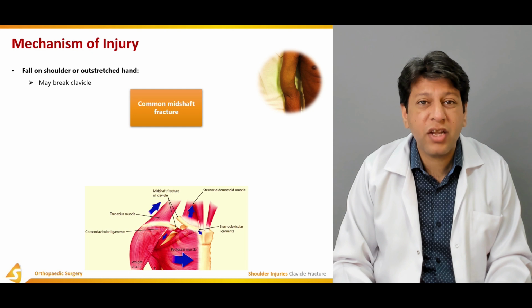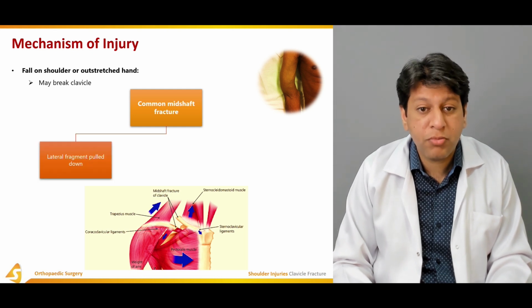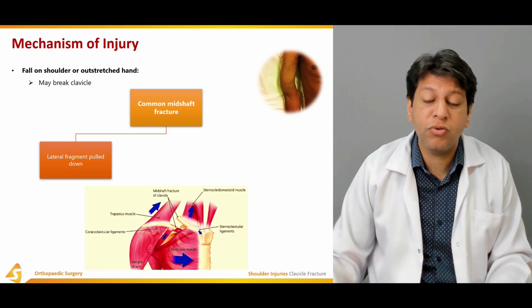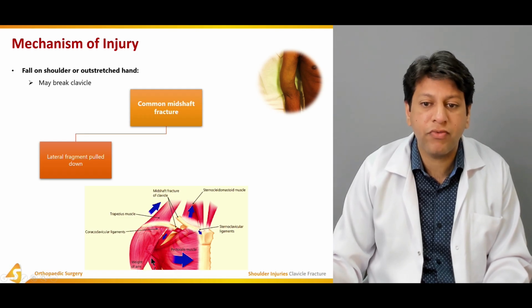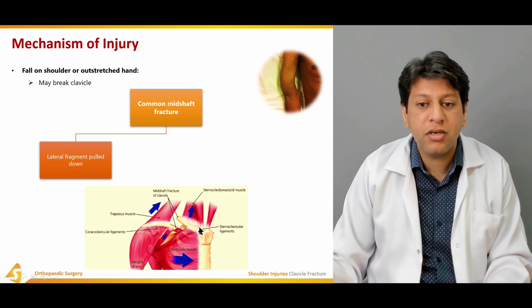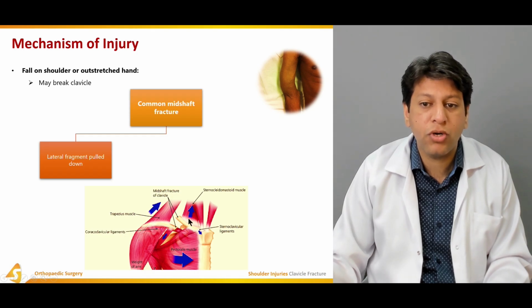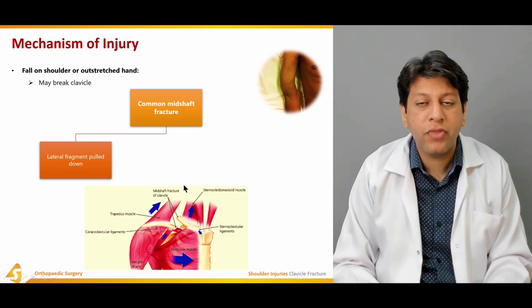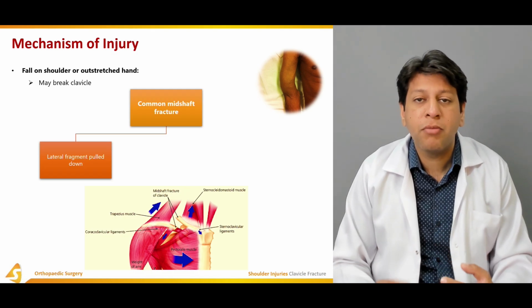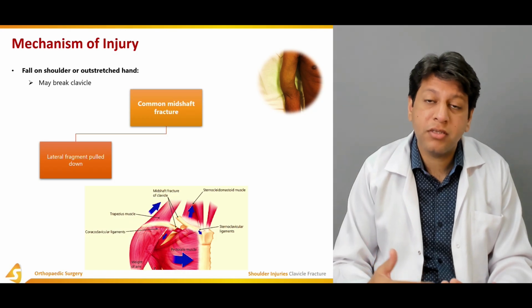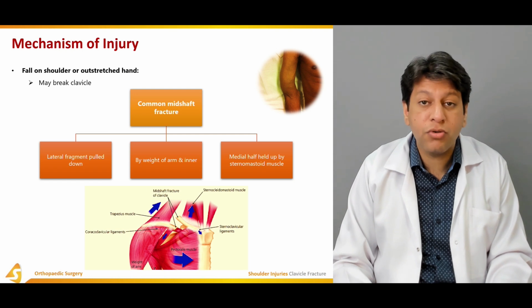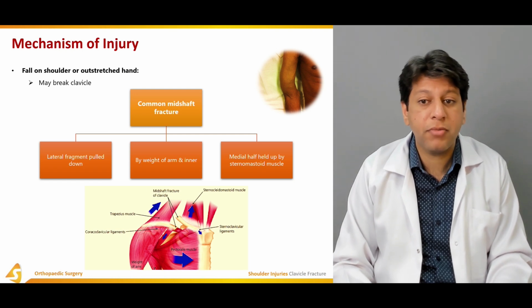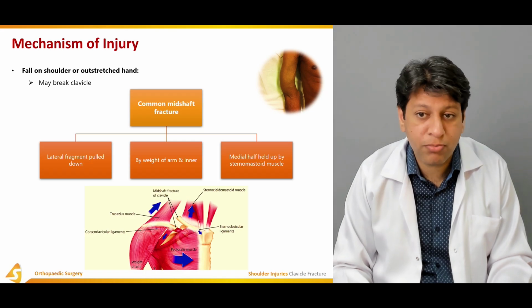Commonly, usually the midshaft fracture, the middle 1/3, is the most common. It results in the lateral fragment being pulled down. Why? Because there's the weight of the body. If it gets injured, there will be muscle forces acting on the lateral 1/3, and they're going to pull the fragment down. And the medial third, or medial half of it, is actually being pulled up by the sternocleidomastoid muscle, and it is displaced upward. Most of the time it's undisplaced, but once it is displaced, the medial goes up and the lateral goes down. As I just told you, the lateral goes down due to the weight of the arm, and the medial goes up due to the pull of the sternocleidomastoid.